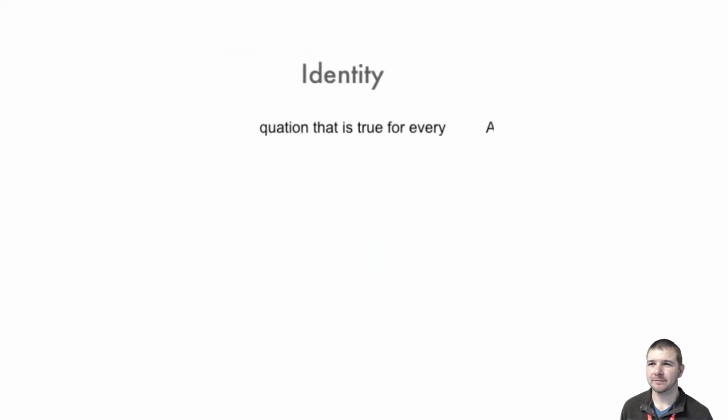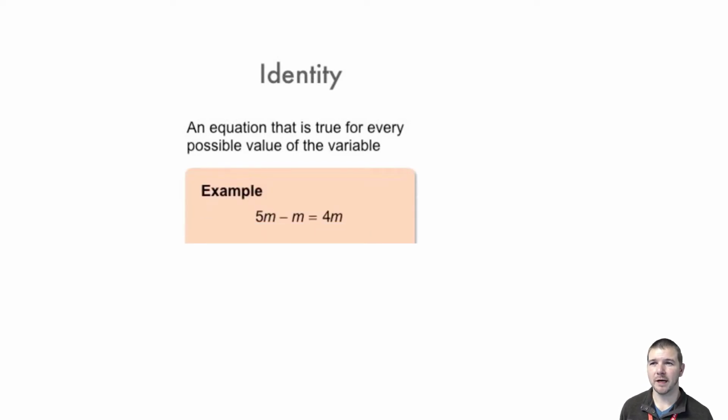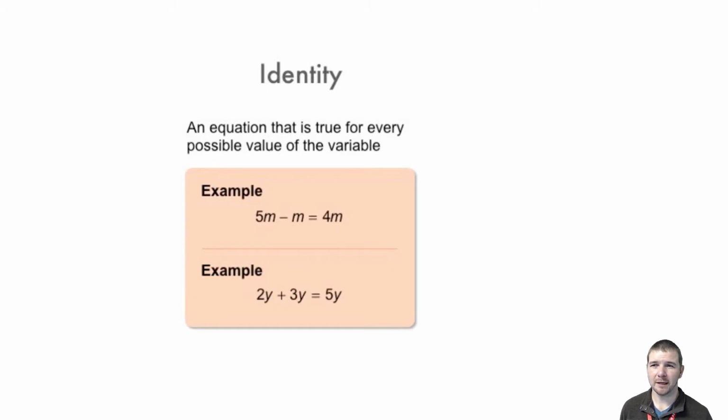An identity. That's an equation that is true for every possible value of the variable. So no matter what we substitute for the variable, it will always be true. For example, 5m - m = 4m. And another example, 2y + 3y = 5y.